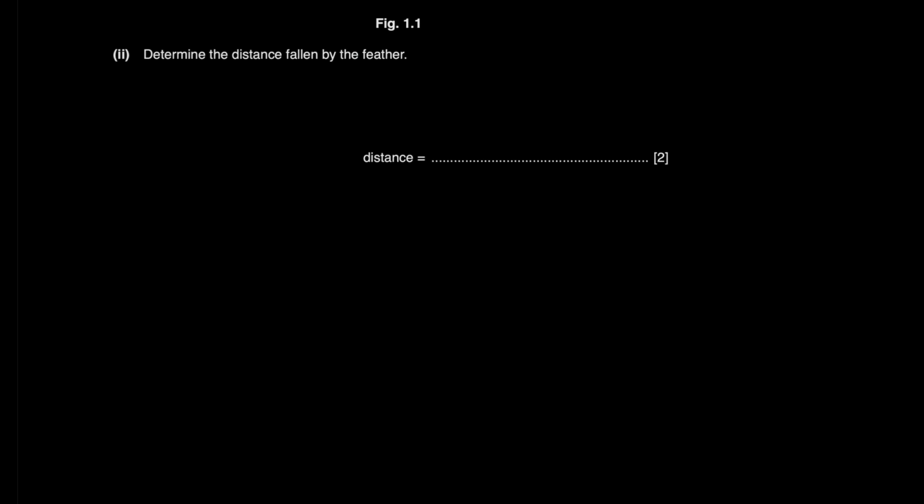All right. Determine the distance fallen by the feather. Well, if we had a graph, it would be very useful, and we do have a graph. So the area of the graph is telling me the distance traveled, because it's a speed time graph. So the distance traveled is essentially the area, which is half times the time taken, which is 4.5, and the maximum velocity is 7.2. I should get 16.2 meters for this.